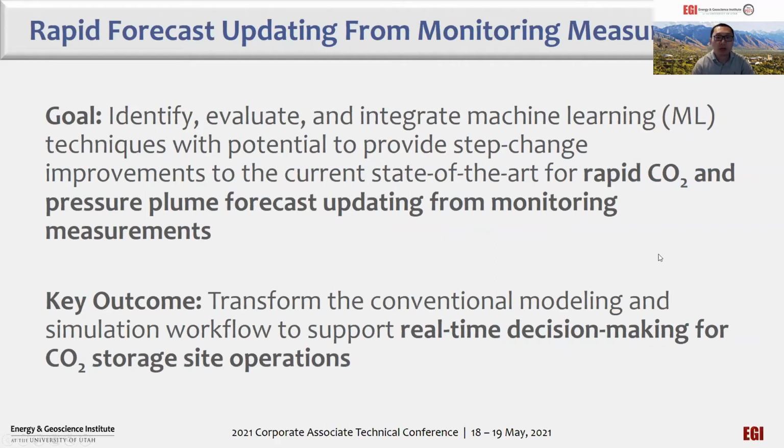So the first sub-project we are working on is the rapid forecasting using monitoring measurements. The goal is to identify, evaluate, and integrate machine learning techniques with potential to improve the current approaches for rapid CO2 and pressure plume forecast updating from monitoring measurements. The expected outcome is transforming the conventional modeling and simulation workflow to support real-time decision-making for CO2 storage site operations.